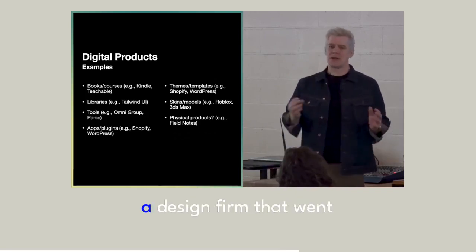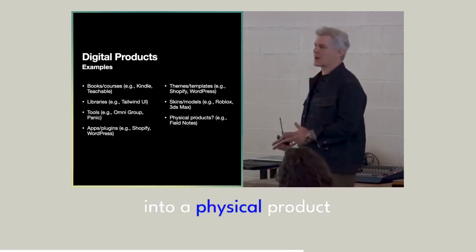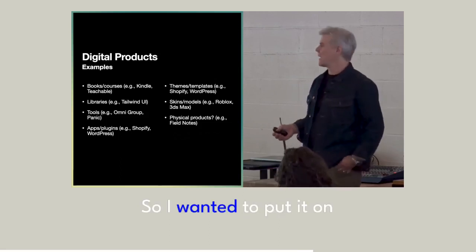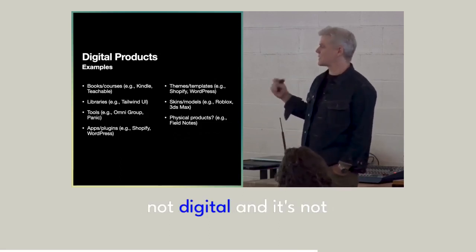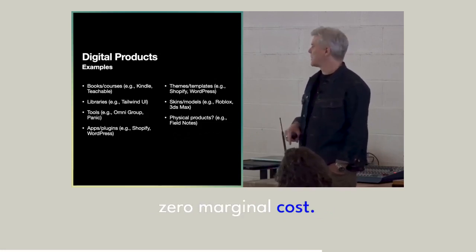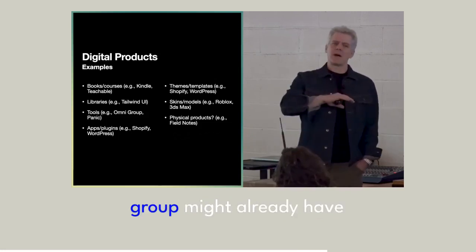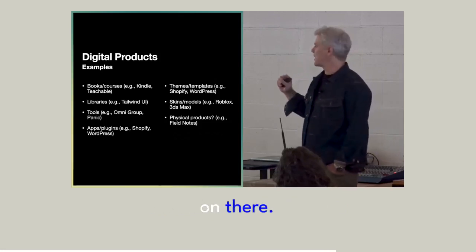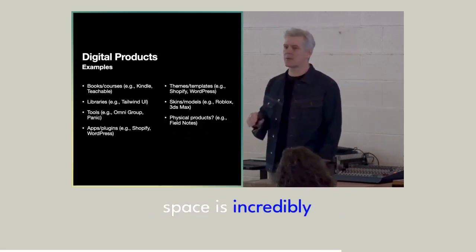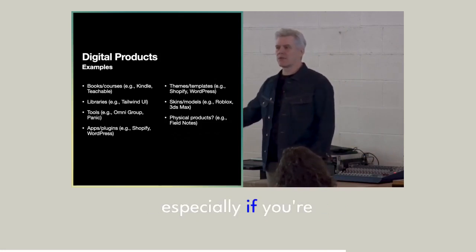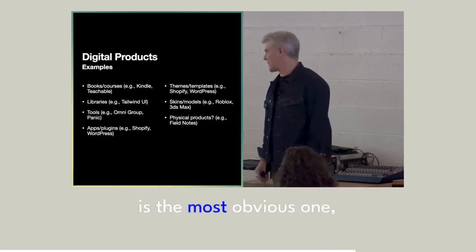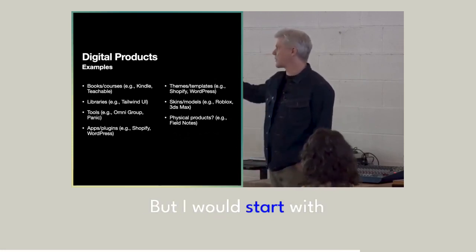And then I tacked on a couple, physical products, not a digital product, obviously, but Field Notes is a great example of a design firm that went into a physical product business and by all appearances is doing incredibly well. So I wanted to put it on there even though it's not digital and it's not zero marginal cost, but I felt like this group might already have an idea for something like that, so I figured I'd put it on there. Moving into a product space is incredibly interesting, especially if you're used to trading time for money. So if a physical product is the most obvious one, then maybe go there, but I would start with digital first.